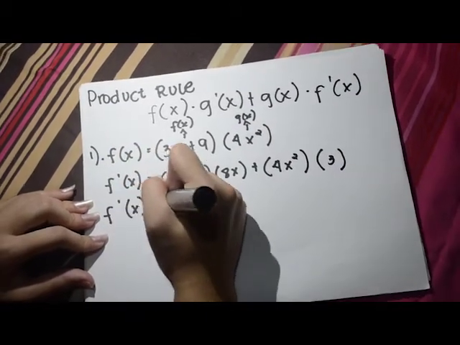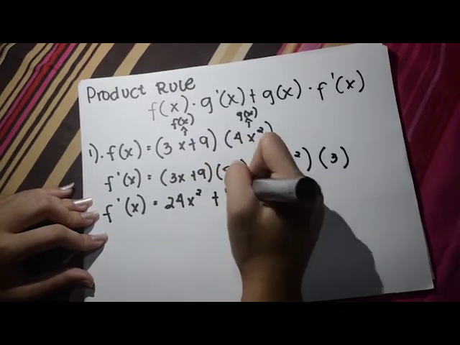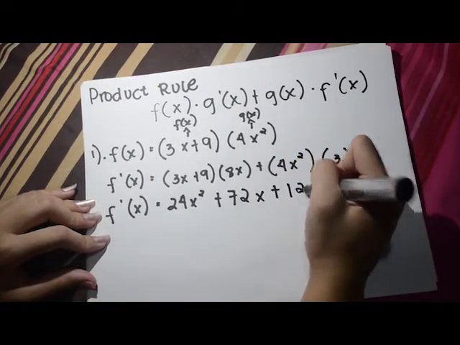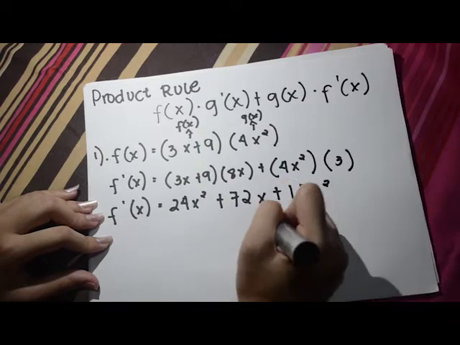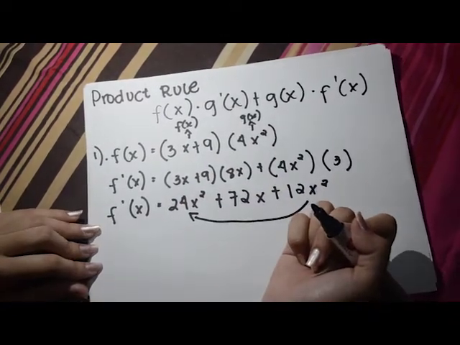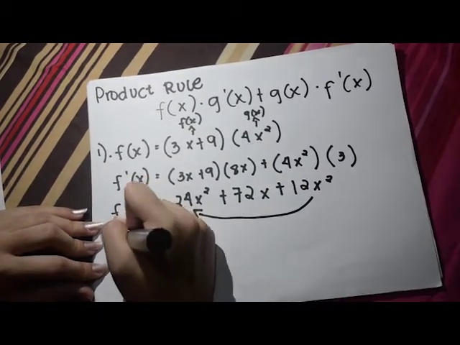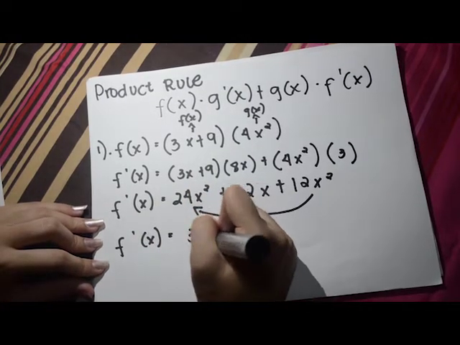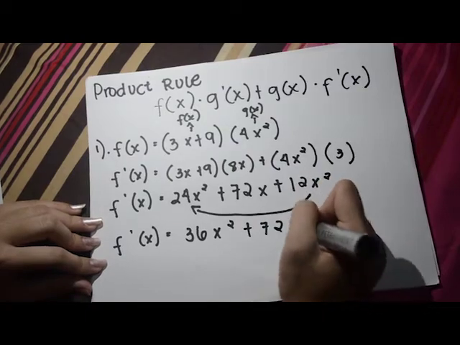Distribute 8x to 3x and 9, plus the product of 4x squared and 3. It will be 24x squared plus 72x plus 12x squared. Simplify the answer by combining like terms. And the answer would be the derivative of f of x is equal to 36x squared plus 72x.